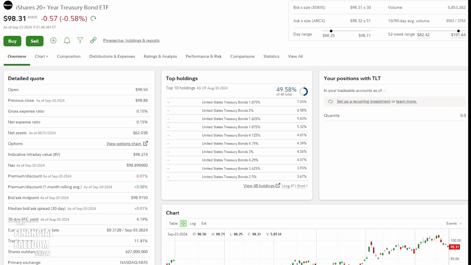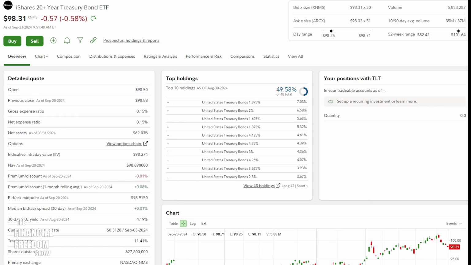So how does TLT actually work? The ETF holds a portfolio of long-term U.S. Treasury bonds with maturities ranging from 20 to 30 years. These bonds pay a fixed interest rate known as a coupon, which is then distributed to TLT shareholders in the form of monthly dividends. Now here's the catch.